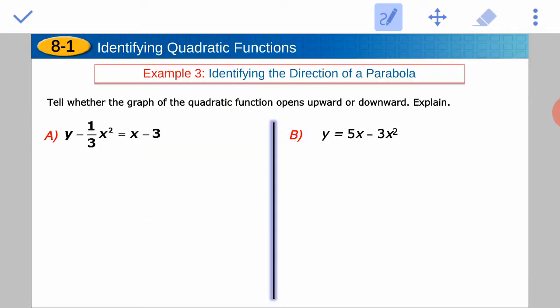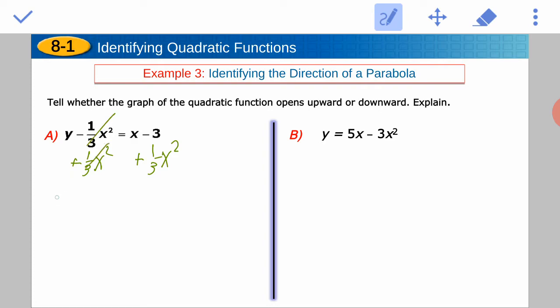Take this example. Tell whether the graph of the quadratic function opens upward or downward and explain. Guys, we're not gonna graph the quadratic function. We're just gonna find the coefficient of x squared in order to determine whether the parabola opens upward or downward. This equation is not written in the standard form, so before you determine the opening direction, you need to write this equation in the standard form. You need to isolate the y. So let me add the opposite of negative 1/3 x squared, which is plus 1/3 x squared, to both sides, and write the quadratic equation in the standard form.